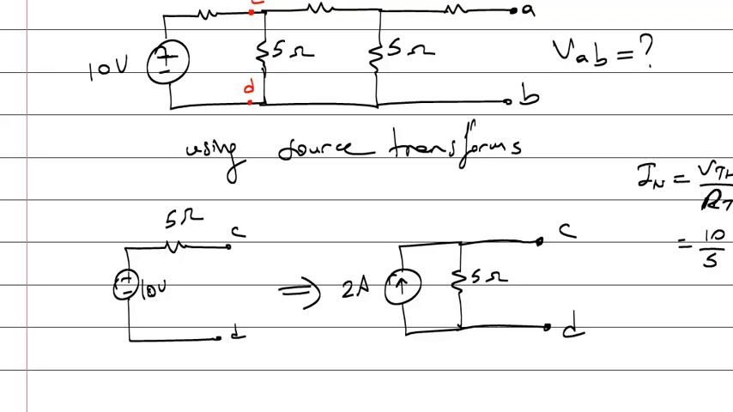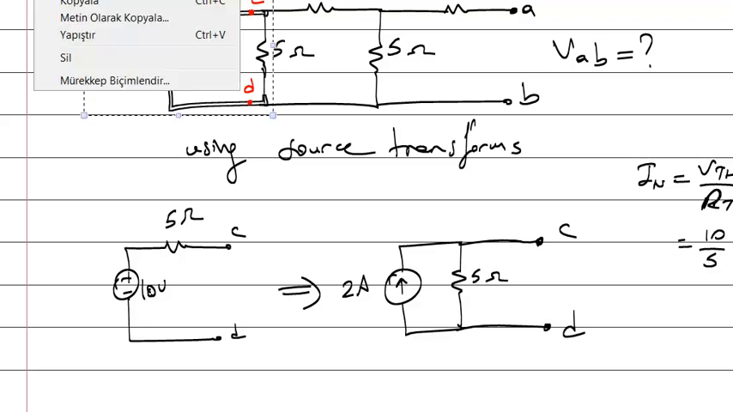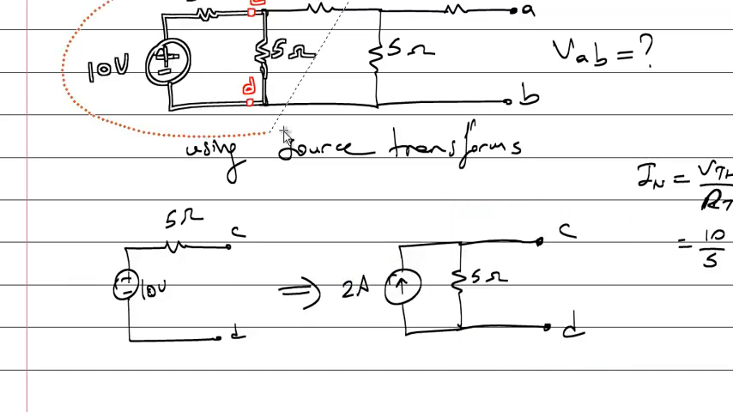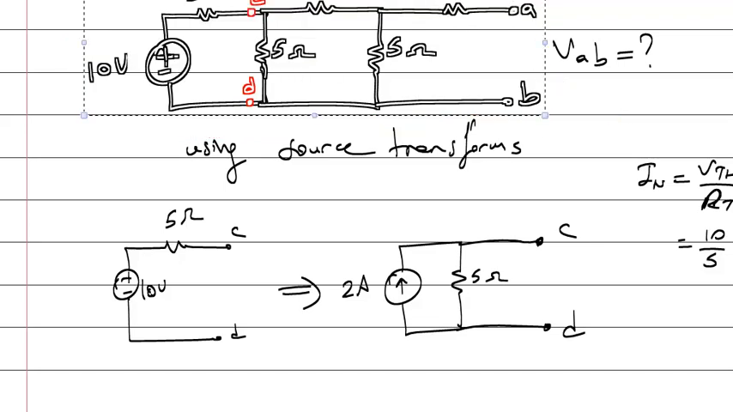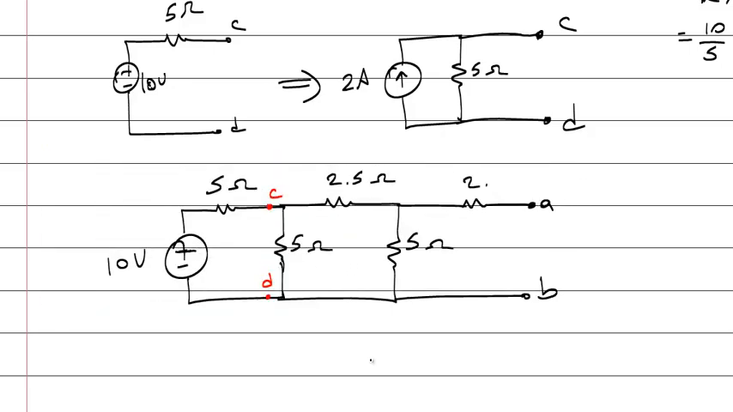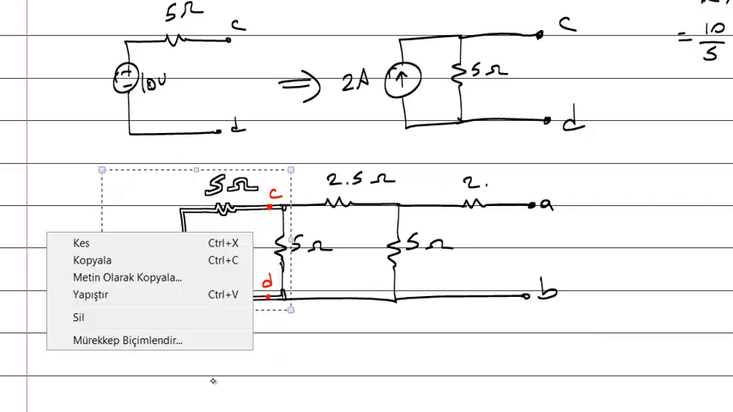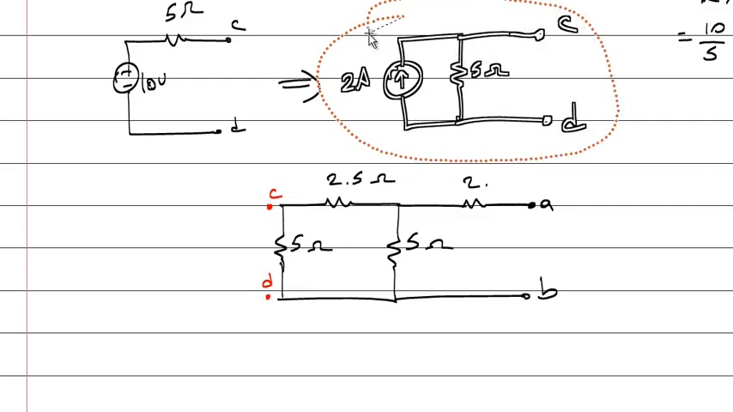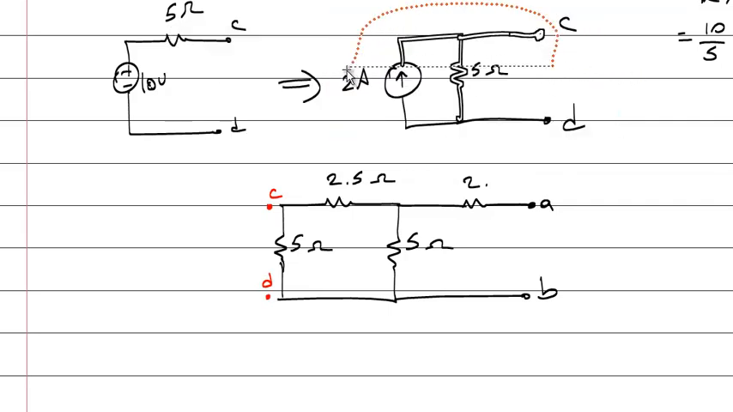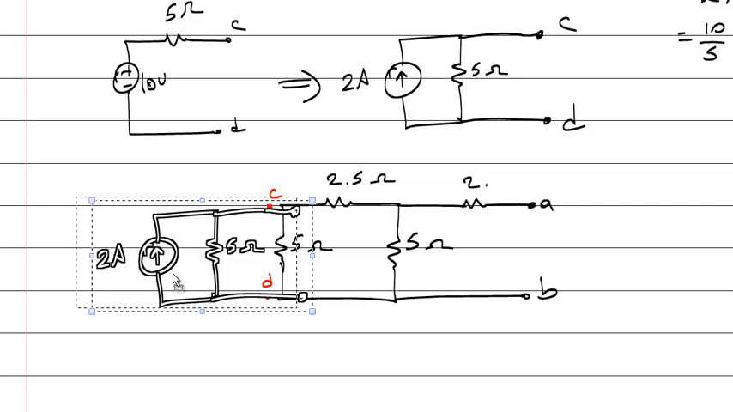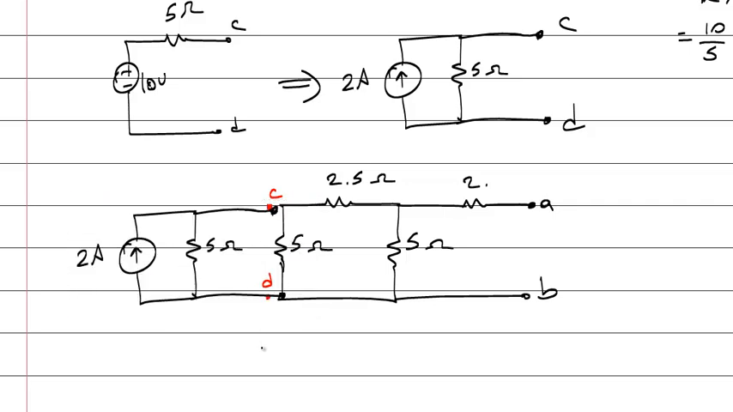And I will reject this part. I will reject this part, and instead, I will insert this part. This is my original circuit. I'm making a source transform. I will reject this part and insert the equivalent. And then I will continue to analyze the circuit.